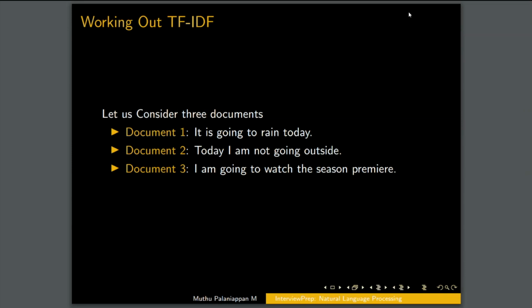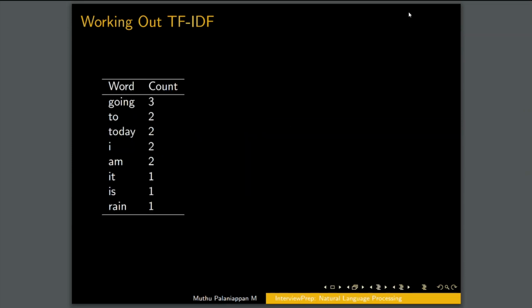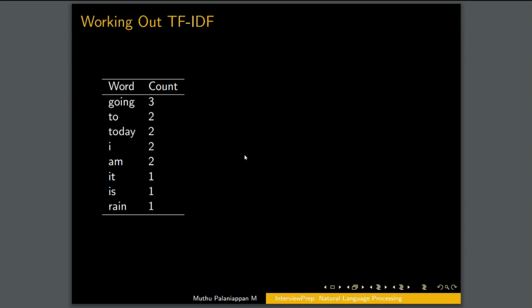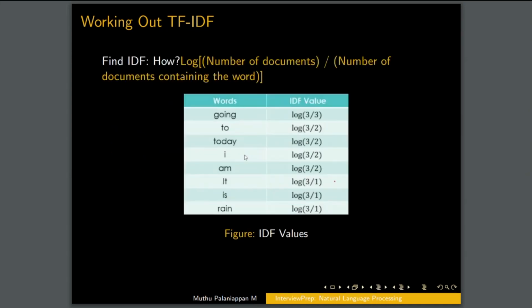Okay, fine. So coming back to the word 2. How many documents contain the word 2? Document 1 contains 2, yes. Document 2 contains 2, no, it's not containing. Document 3 contains 2, yes. So it's going to be 2. So it's going to be log of 3 by 2.